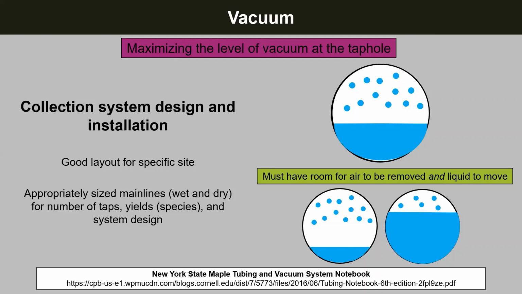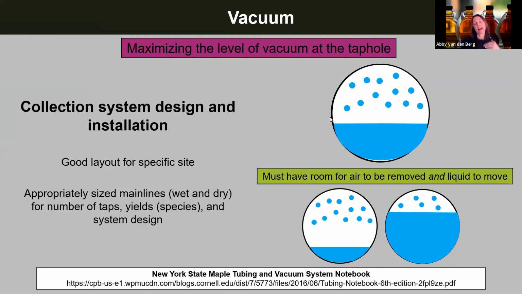Essentially, we want to aim for, well, the opinions vary, but we want to aim for main lines that are no more than half full at peak sap flows. Some people say a third, but we want to make sure that we have plenty of room for that air and the sap to move. Another thing that can be overlooked: obviously we're planning for the number of taps, but we do have to factor in the level of vacuum that we're going to achieve in terms of the kinds of yields that we're going to get. And we also need to factor in what is the predominant species.